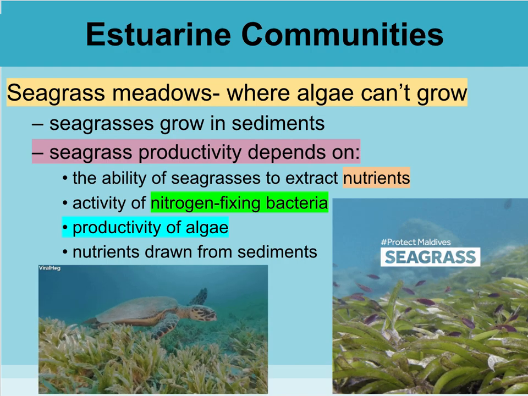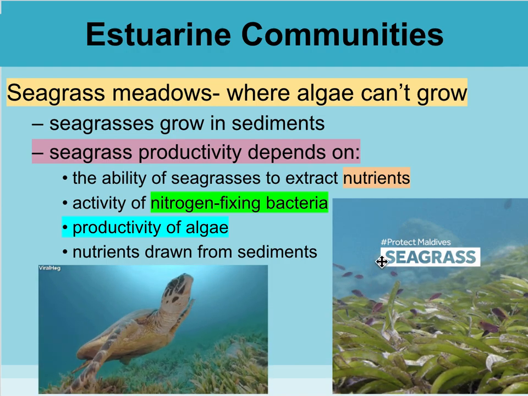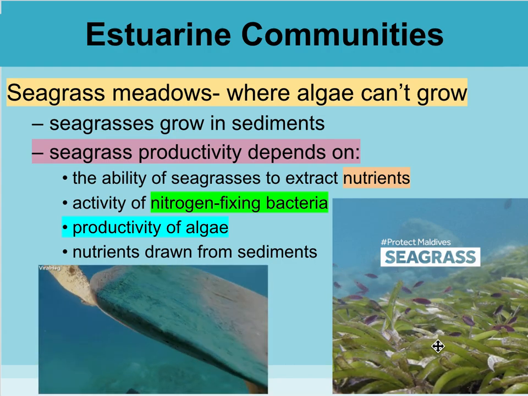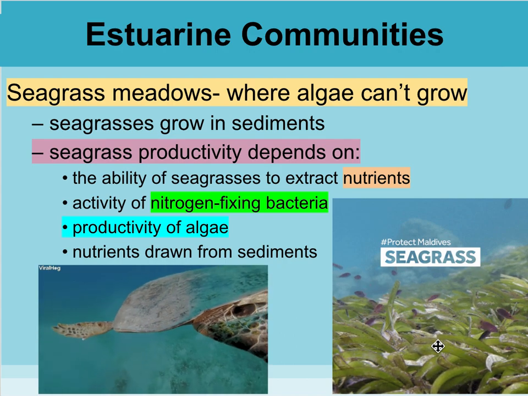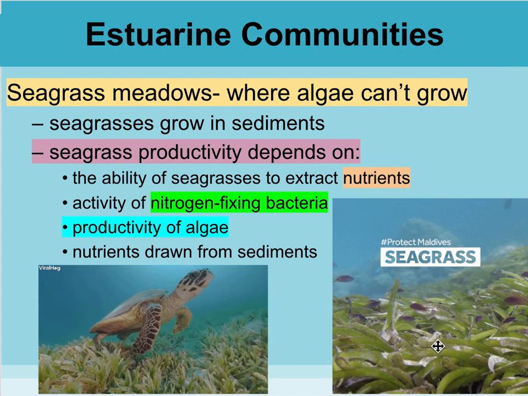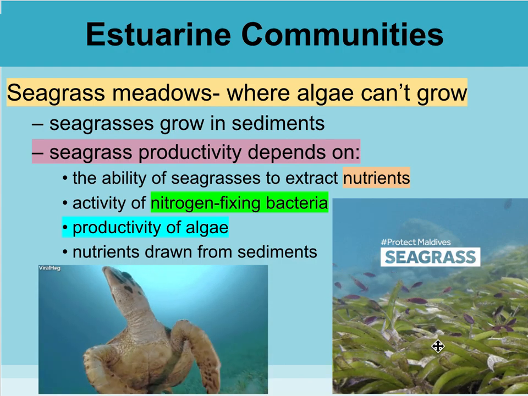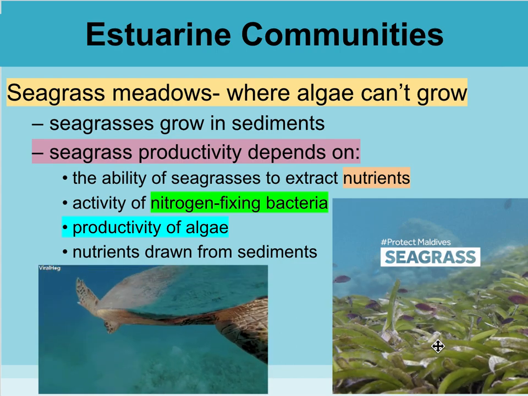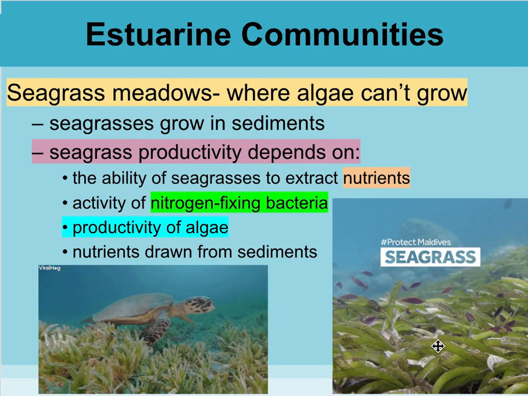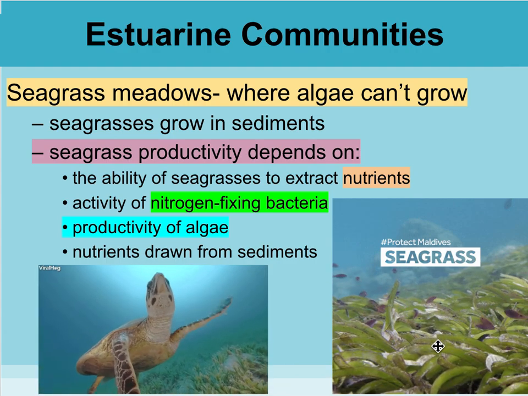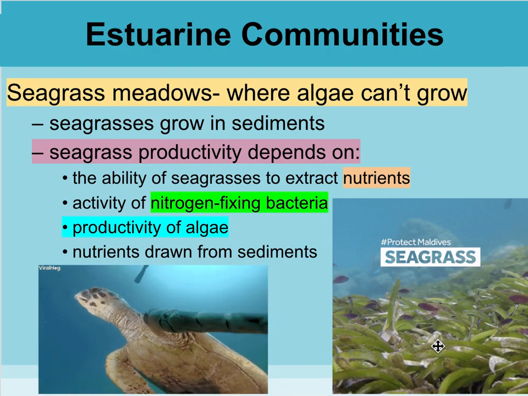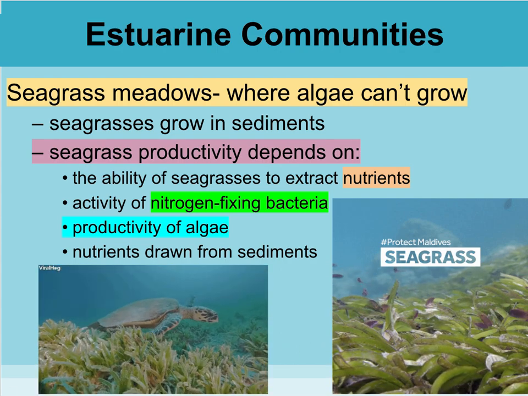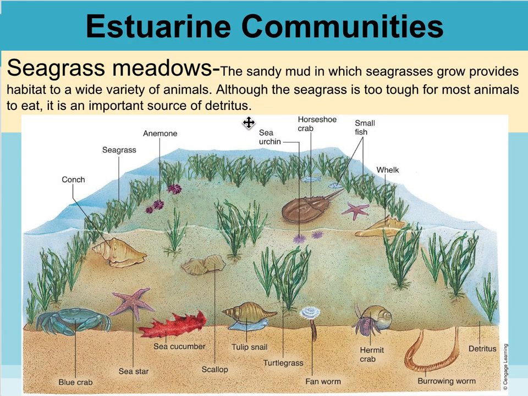Okay. Seagrass meadows are meadows of seagrass, and it's not that common, because if algae can grow in the place, algae will tend to dominate over seagrass. So seagrass meadows are very productive, but it depends how productive they are. It depends on how much nutrients they can pull from the surrounding area, but also how much nutrients are available in that area, how much nitrogen fixing bacteria is there, and also the amount of algae, which is a little bit competitive with the seagrass.